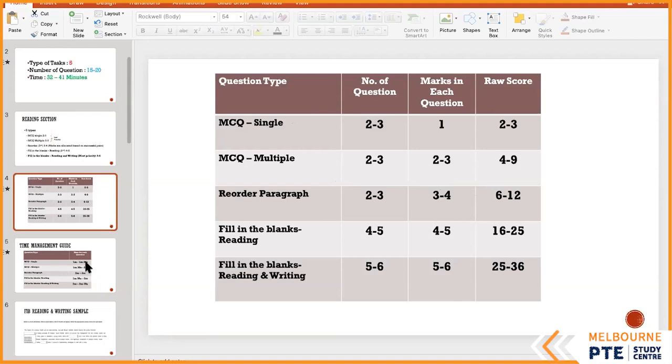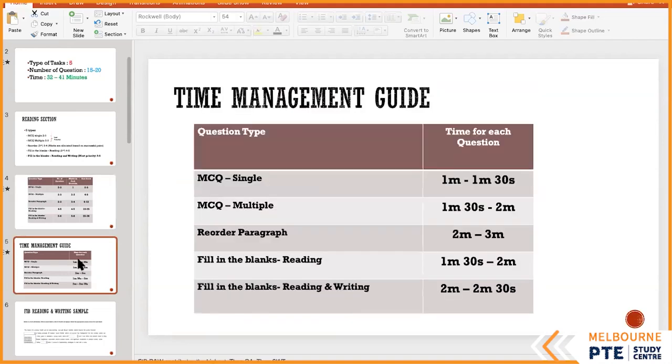As a result, I'm going to give you a guideline on how many minutes per question you should be spending. For MCQ single, don't spend more than 1.5 minutes maximum. If I can't answer within 1.5 minutes, I'll just select one answer and go to the next question. For MCQ multiple, do not go over 2 minutes max. Reorders, you should be taking between 2 to 3 minutes. Fill in the blanks reading, not more than 2 minutes. Fill in the blanks reading and writing, 2.5 minutes maximum.